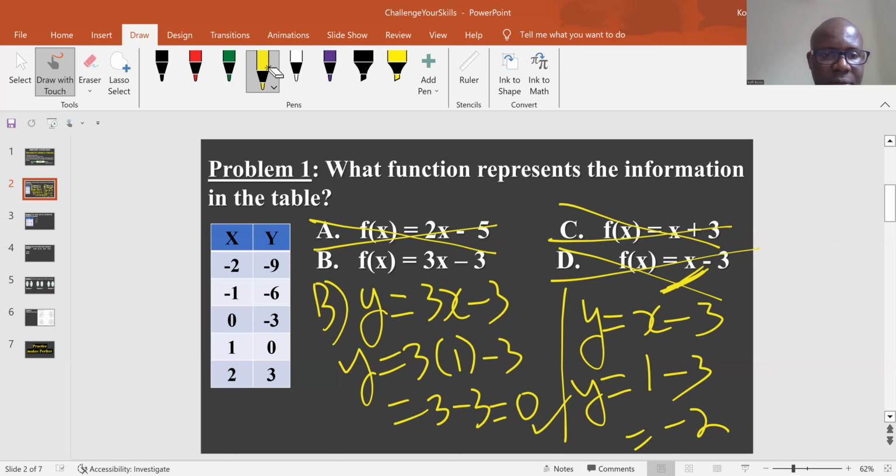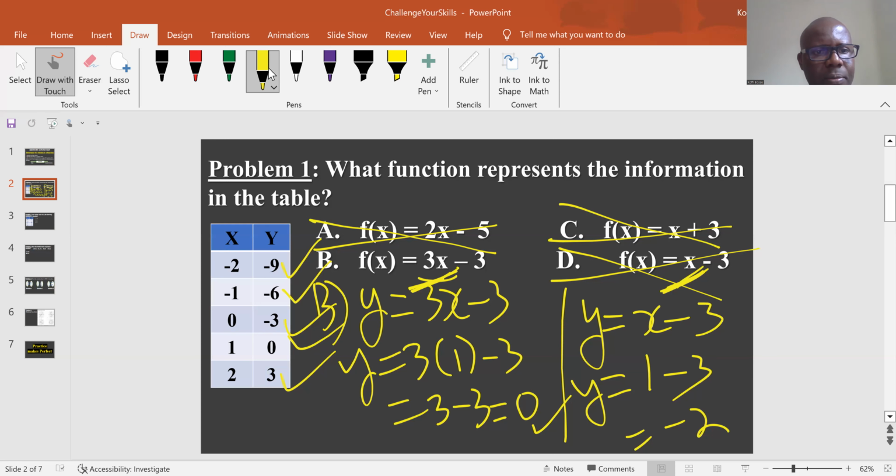Even if you continue, let's say we take 2 for x. So 3 multiplied by 2 is 6. 6 minus 3 is 3. That works. Or suppose we take negative 1. If x is negative 1, 3 multiplied by negative 1 is negative 3, and negative 3 minus 3 is negative 6. Or we take negative 2. 3 multiplied by negative 2 is negative 6. Negative 6 minus 3 is negative 9. That works. So the correct choice is B.